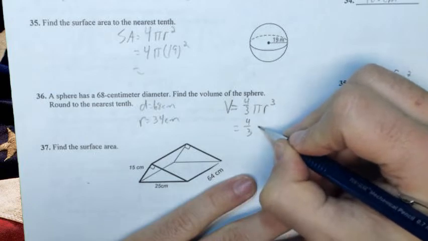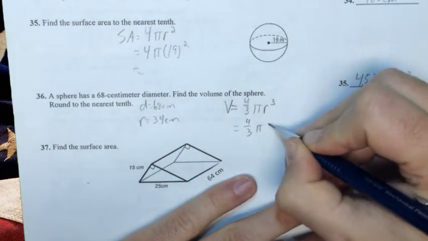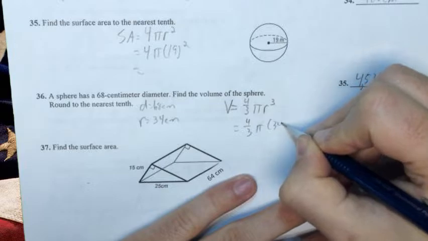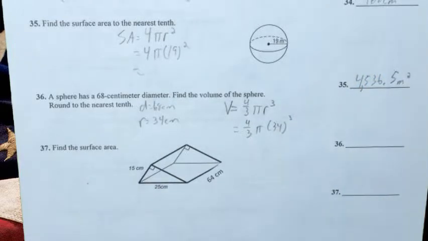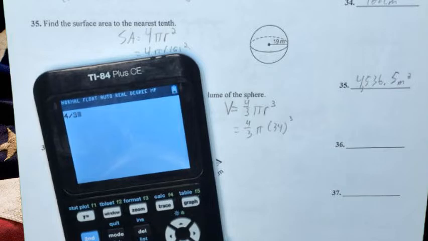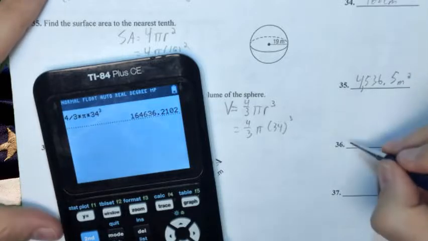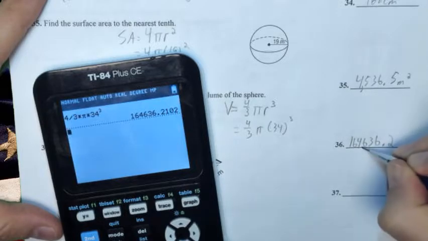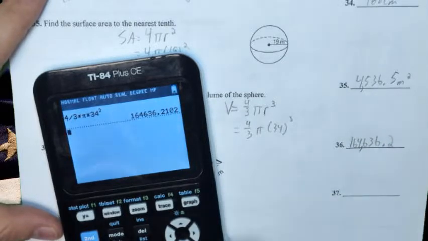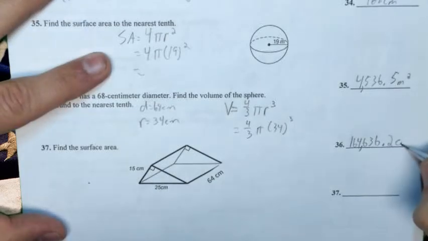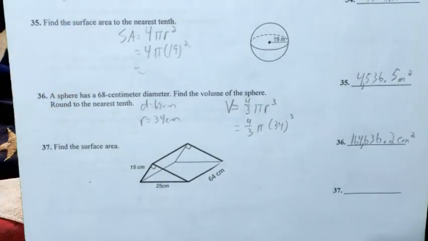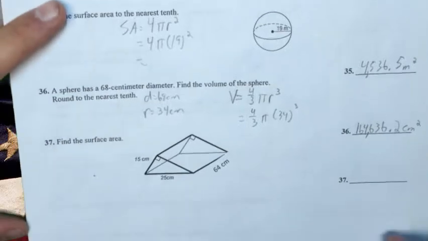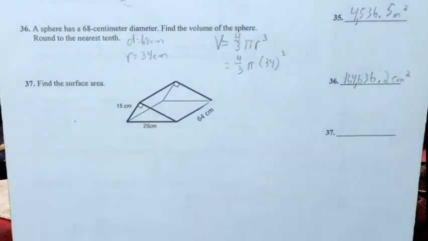So 4/3 times pi times 34 cubed. That's a big number. 164,636.2 centimeters cubed. All right, last problem of the review.